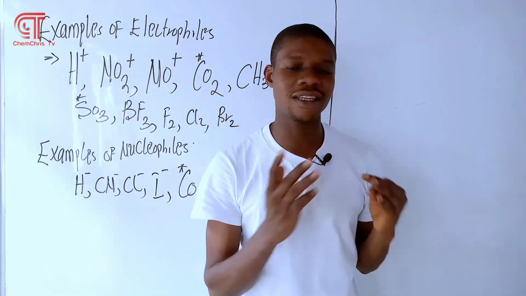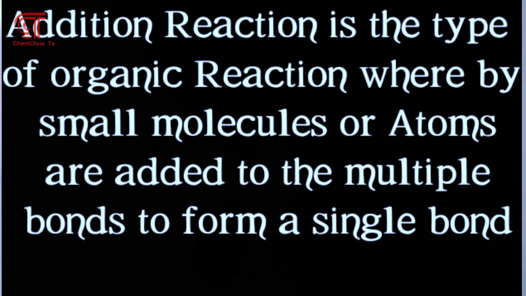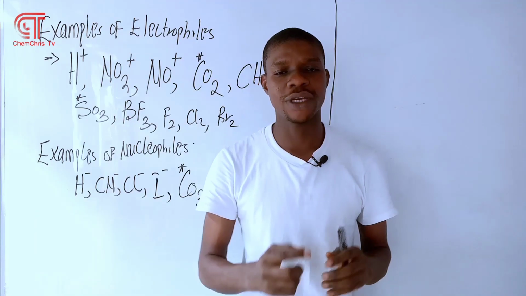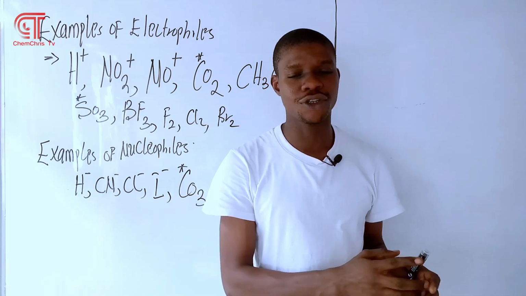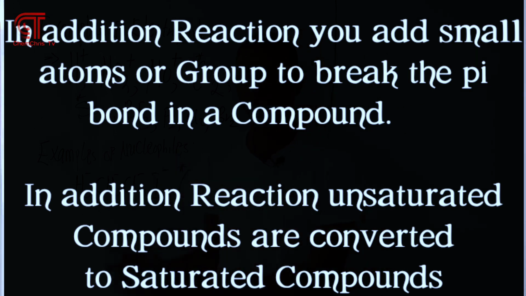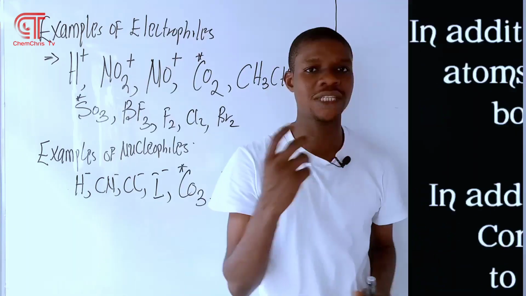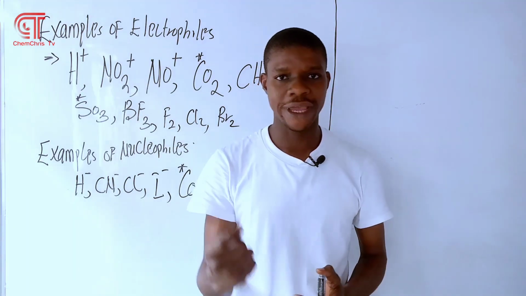So let's get started. Let's start this video with addition reaction. Addition reaction is a type of organic reaction whereby small molecules or atoms are added to the multiple bond to form a single bond. So it means that in an addition reaction, you add small atoms or groups to break the pi bond. Unsaturated compounds are converted to saturated compounds. So this is one thing you want to know about addition reaction.